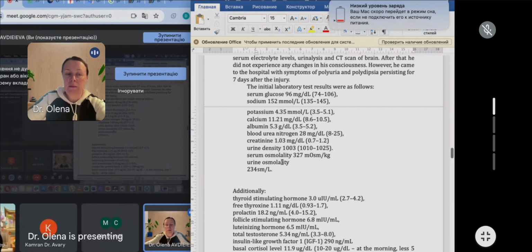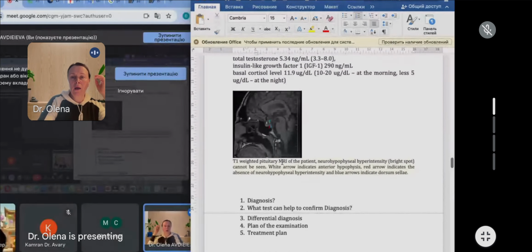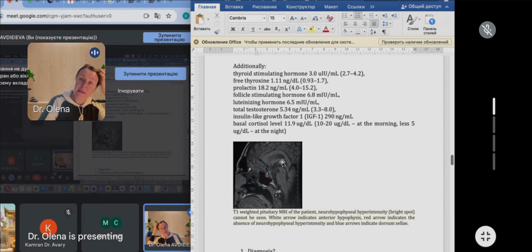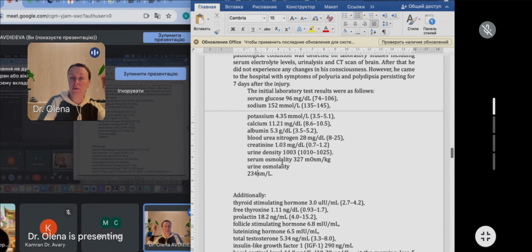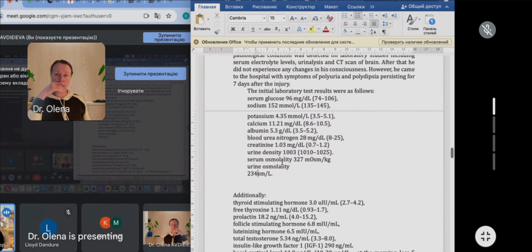One moment. Kamran suggested that the patient could have a specific type of diabetes, diabetes insipidus. What do you think about this clinical case, and what differential diagnosis should be done, and what possible reason for this pathology can be found in our patient? Does he have some reason, a traumatic reason here?